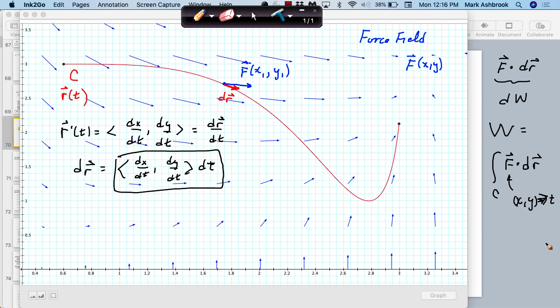But let's take a look at another one. We'll just see if we think it's positive or negative. All right, any questions on the setup here?